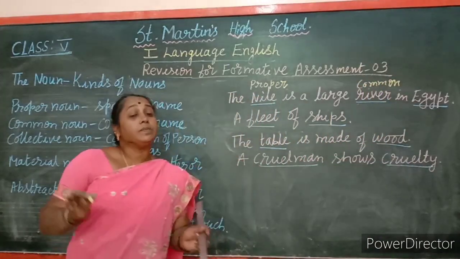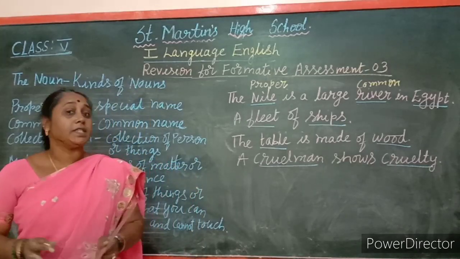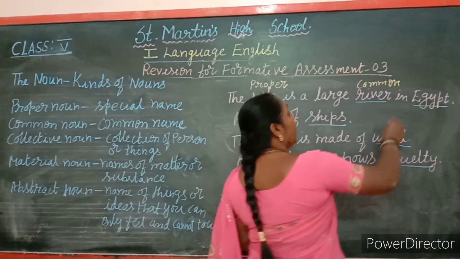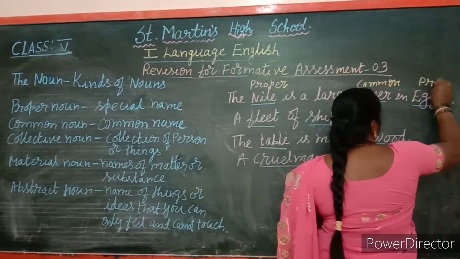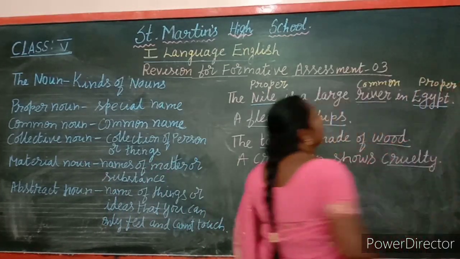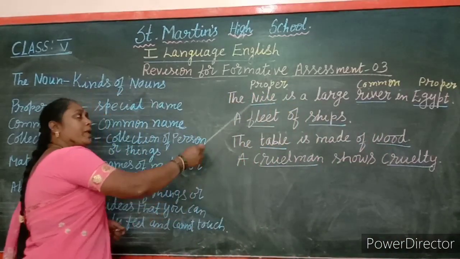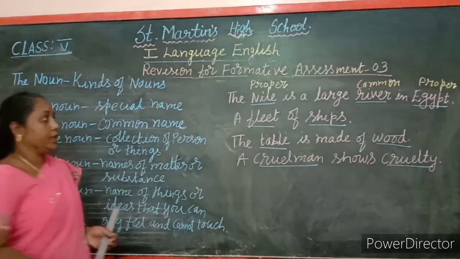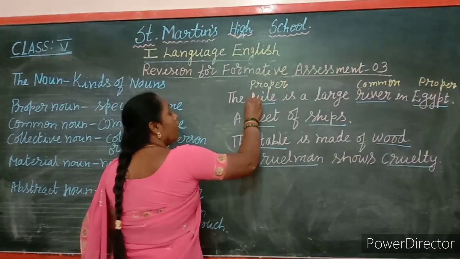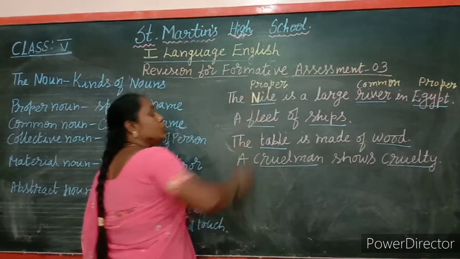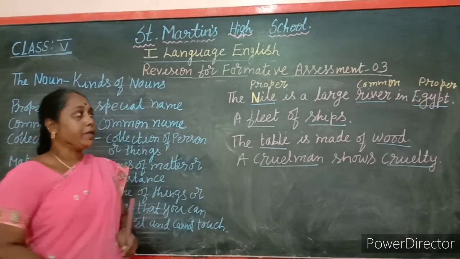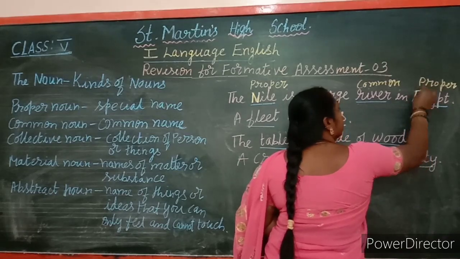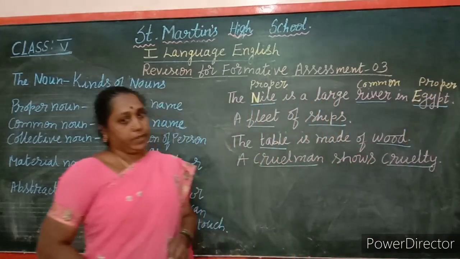Egypt is the name of a particular place. It is a special name given to that place. Therefore, it is a proper noun. Here, always a proper noun should begin with a capital letter. So, remember it, children. Always a proper noun should begin with a capital letter. Therefore, N is in capital and here E is in capital.